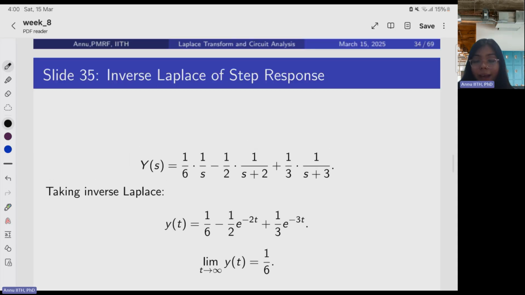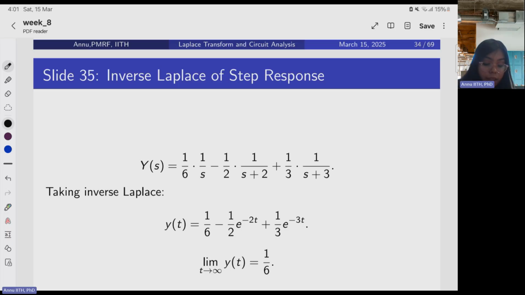So basically, I want to have an infinite time response. For the infinite time response, this e power minus 2t, why is it 0? Because this behavior is like this, with different magnitude. So it is going to 0, and the remaining value is 1 by 6.